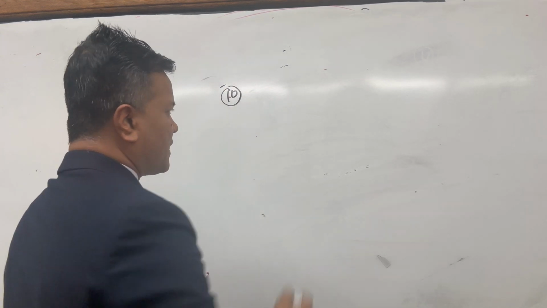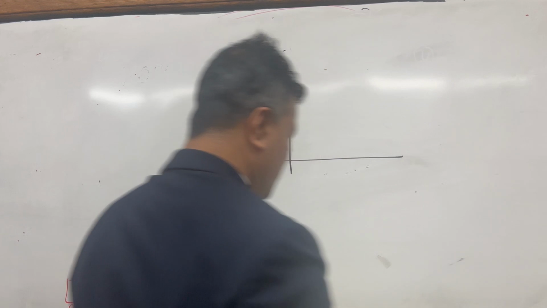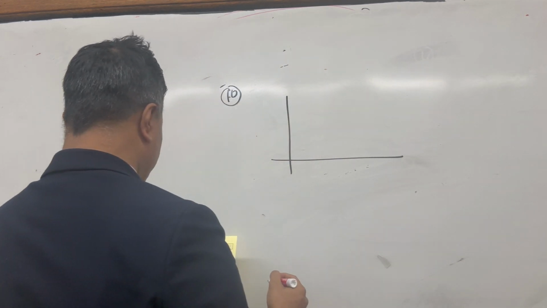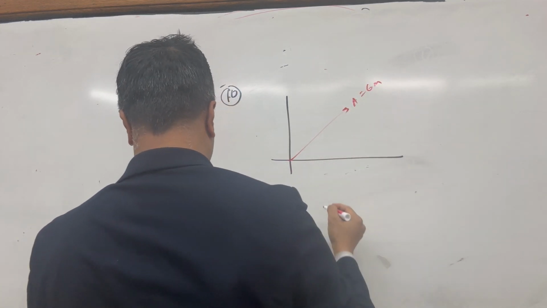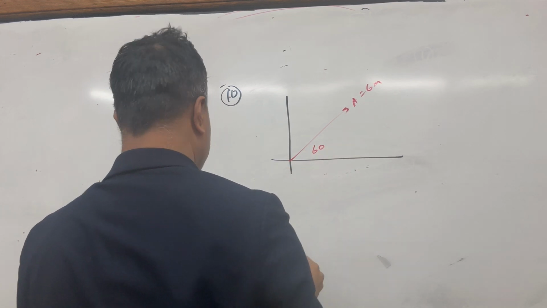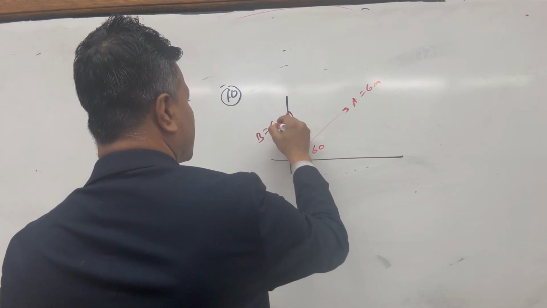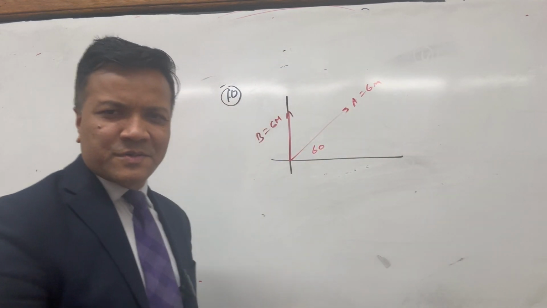Problem number 10, you have 2 vectors. Vector A is 6 meter, and vector A is 60 degree above the x-axis, and vector B is also 6 meter. Today, everything we're going to do using the parallelogram, so we can save our time.